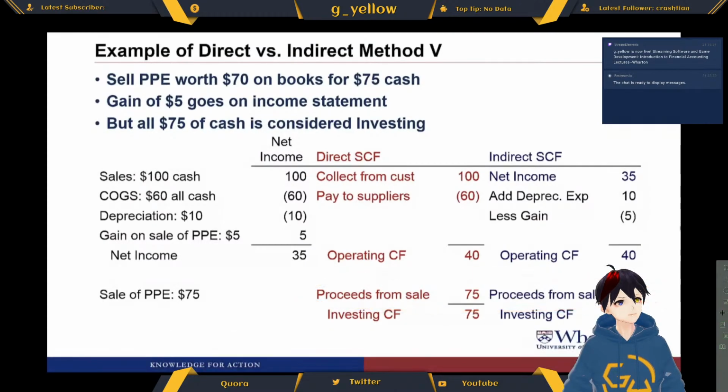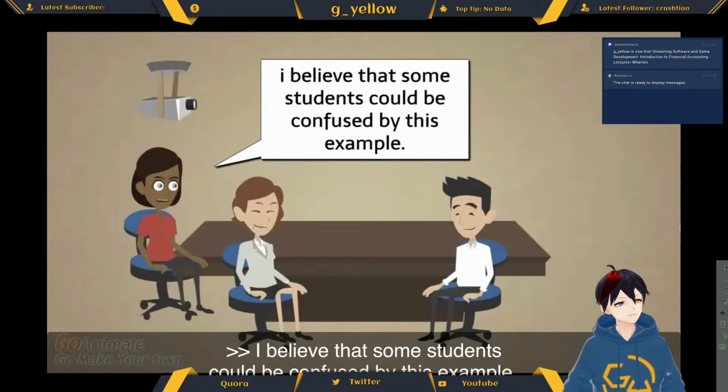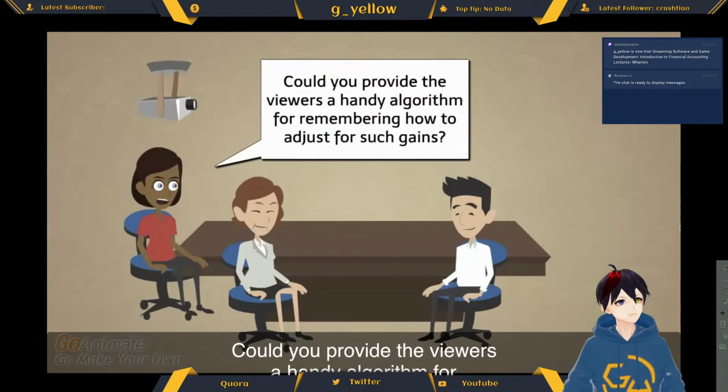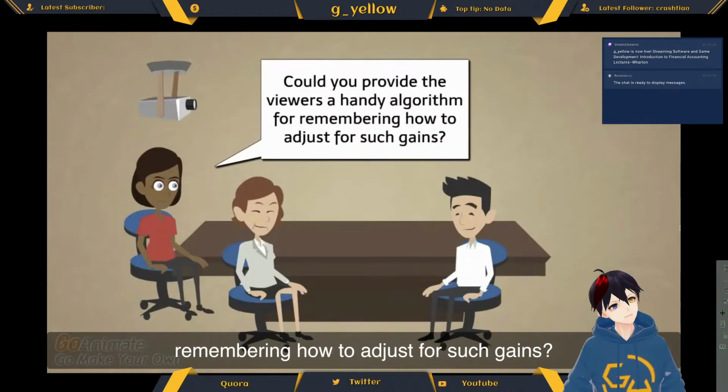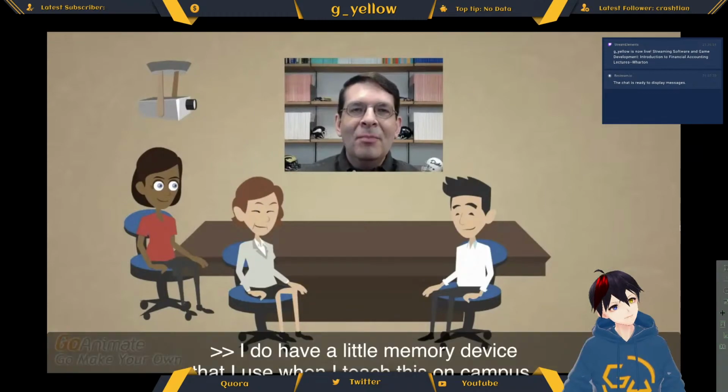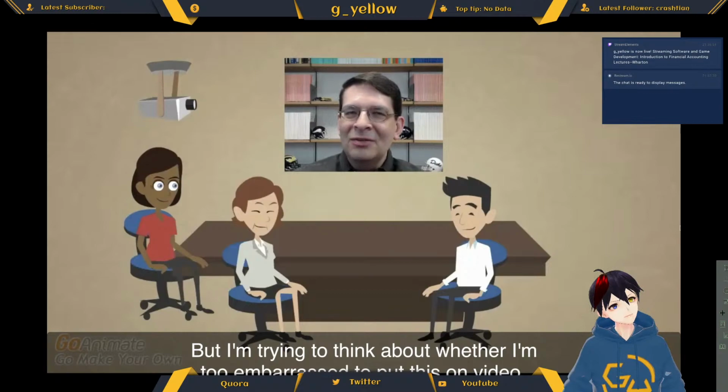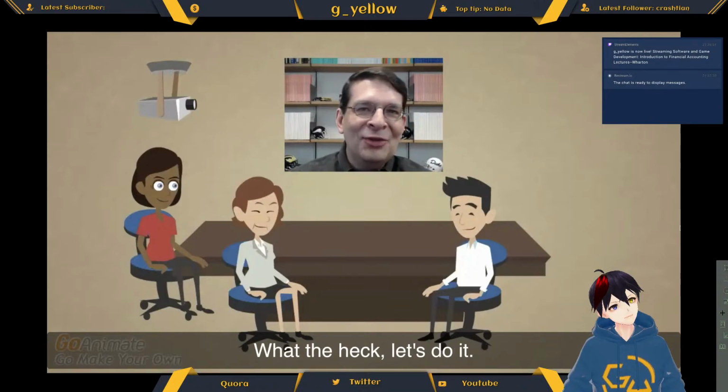I believe that some students could be confused by this example. Could you provide the viewers a handy algorithm for remembering how to adjust for such gains? I do have a little memory device that I use when I teach this on campus, but I'm trying to think about whether I'm too embarrassed to put this on video. What the heck, let's do it.